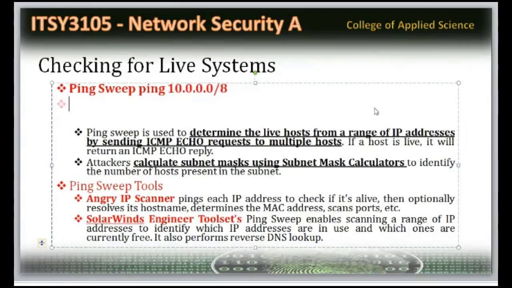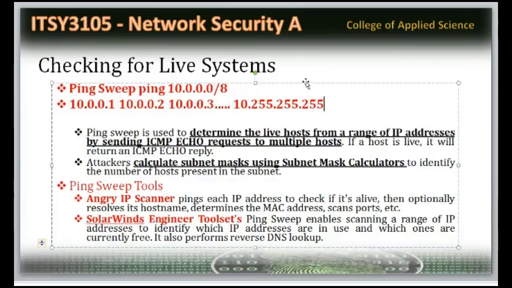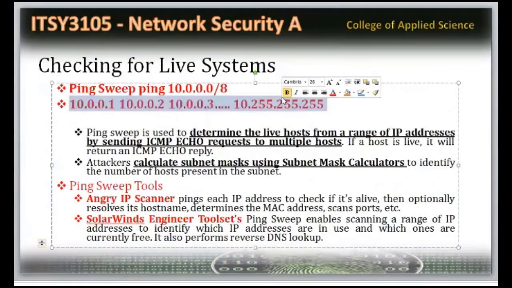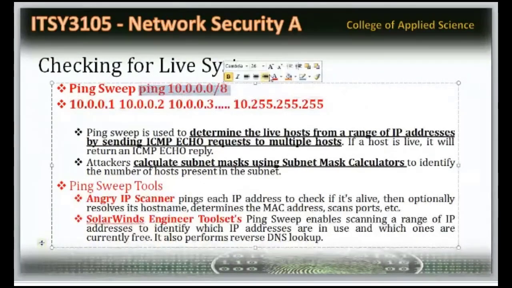So you will have a lot of computers here. That means 10.0.0.1, 10.0.0.2, 10.0.0.3. So you'll have a lot of computers in this network, up to 10.255.255.255. This many computers will be available here. Now, which computers are on? The computers which are live, the computers which are running, are going to give a response to you. Now you can find them with just one command, ping. I'm just giving 10.0.0.0/8. So this 8 is going to be the subnet mask.